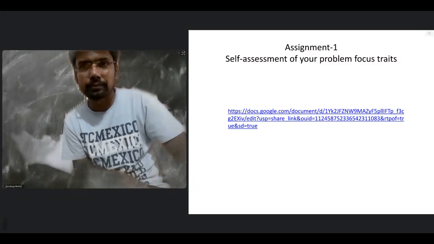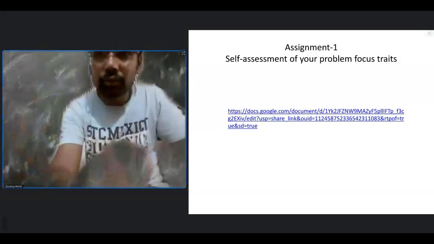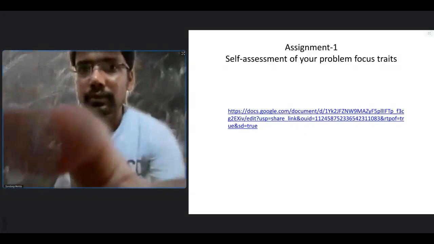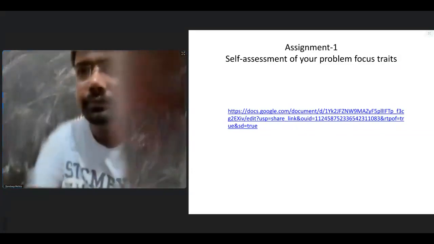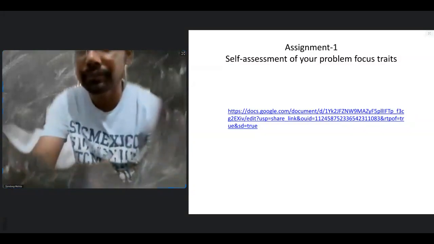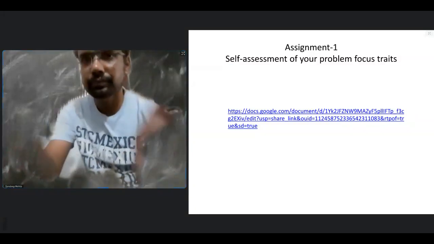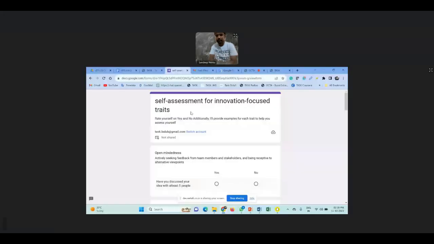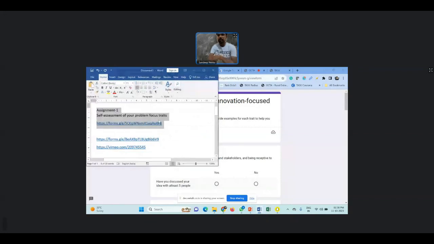Where can we see the sharing of screen? Just a second. You have to take it like a presenter, probably. Okay. Yes, got it. Perfect. Thank you so much.